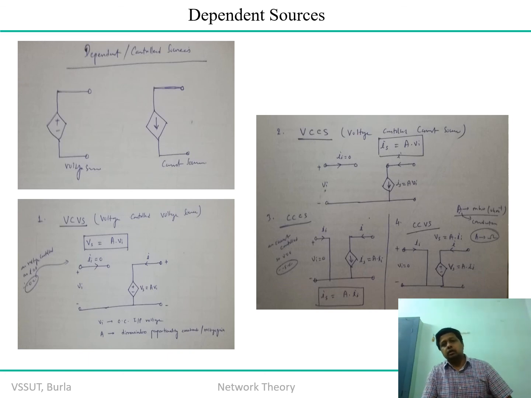Similarly, if you consider the current controlled model, you have two combinations. In a current controlled current source, remember the input voltage Vi should be theoretically zero, so the input terminal is short circuited. So the value of Is is equal to A times Ii. Now A represents the current gain, a dimensionless current gain. In the voltage controlled current source, A is not dimensionless because it is ampere per volt, so it is the inverse of resistance.